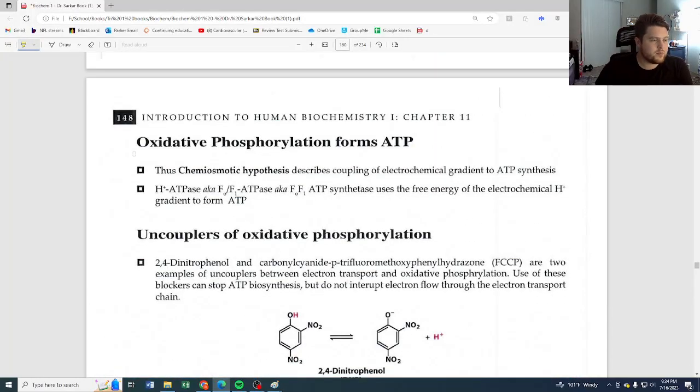So, that oxidative phosphorylation forms ATP. Thus, the chemiosmotic hypothesis describes coupling of the electrochemical gradient to ATP synthesis. So, making that hydrogen gradient in order to produce ATP. So, that ATP synthase, aka all of our good stuff, uses the free energy of the electrochemical hydrogen gradient to form ATP.